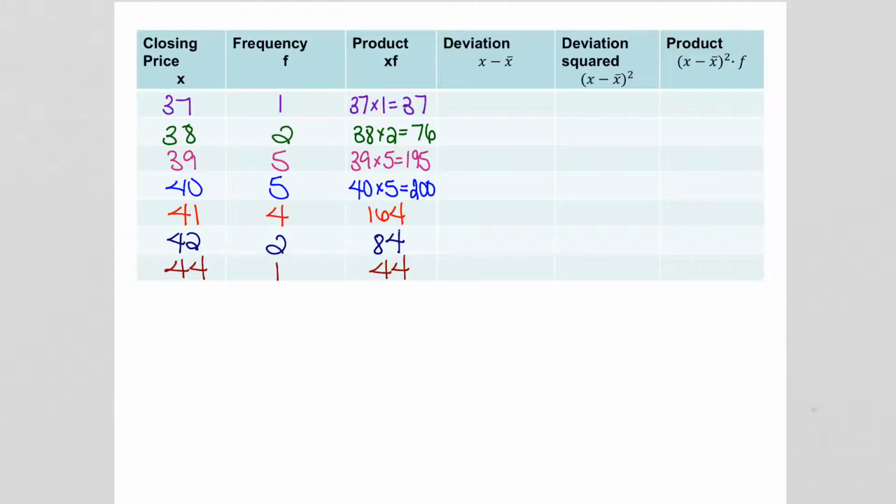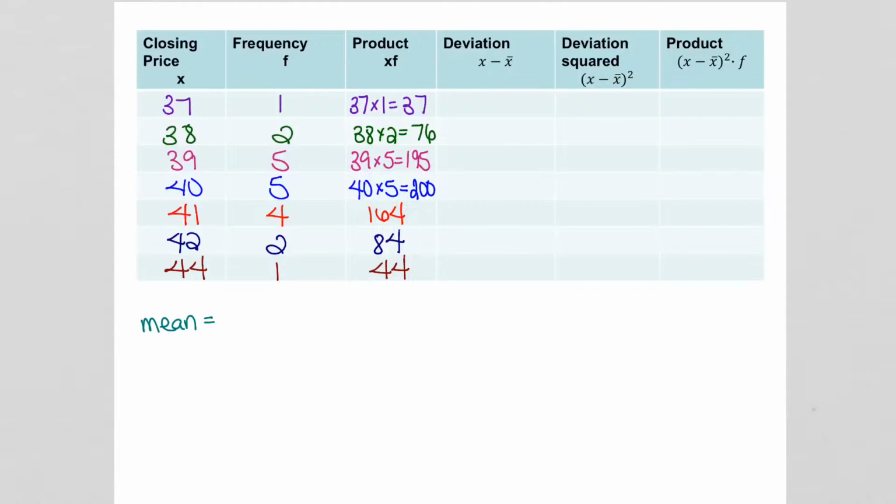Then we find the deviation. Well, first we have to find the mean. Okay, so let's do that. The mean, if you add all these up from the previous page, you get 800, and there were 20 of them, so the mean is 40. And so we'll subtract each data value minus 40.